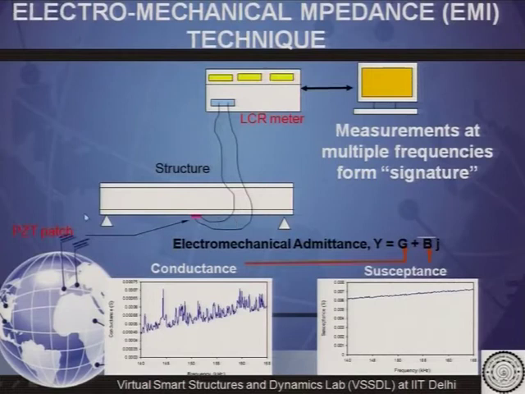In this diagram you can see a PZT patch attached to the structure, and using the LCR meter, which is connected to the computer, the signature for the whole range we have chosen for the EMI technique is acquired. These are the conductance and susceptance plots of a typical signature. The LCR meter captures the conductance values for each frequency and keeps on adding, and this becomes the conductance signature of the PZT patch attached to any structure.